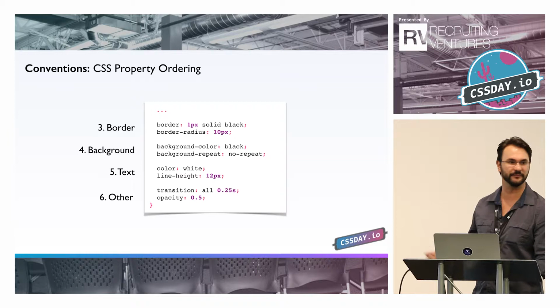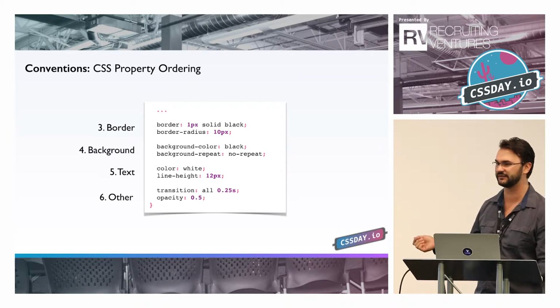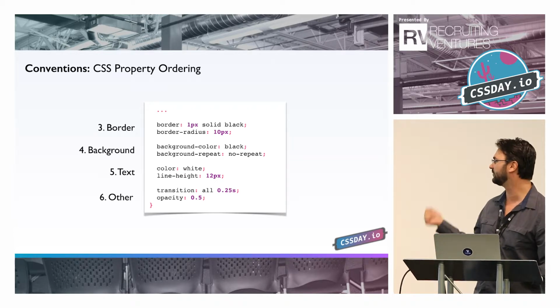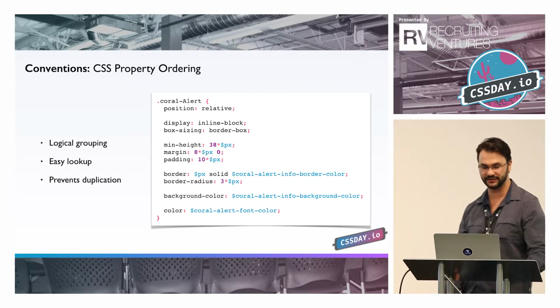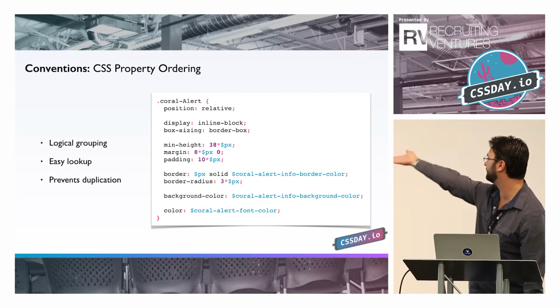Finally, everything else goes below. So if you've got your content property, you've got opacity, transitions, etc. Anything not part of the basics, we just throw it at the bottom. So the convention makes it easy, and here's a final class. This is for the alert.